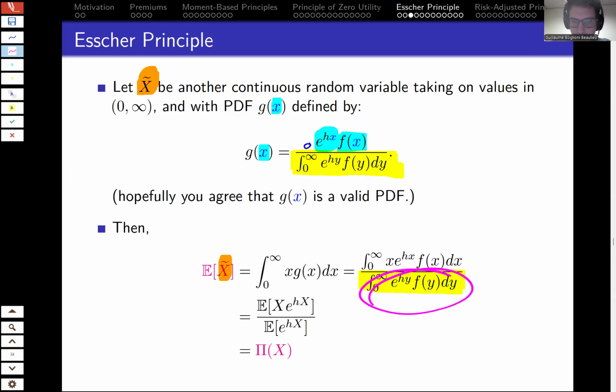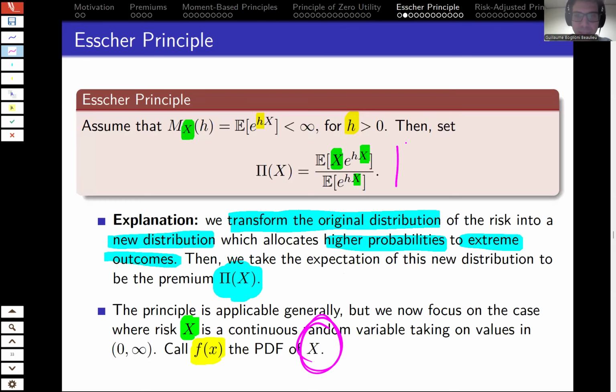But then on the bottom, this part, it has always been the expected value of e to the hX. Same logic. You are simply integrating on the whole support some function of y times f(y). But again, this little f is the density of X. So you can say this is the expected value of this e to the hX. Okay, and then you look at this. This is exactly the premium as defined in the previous slide. So this highlights what I said earlier.